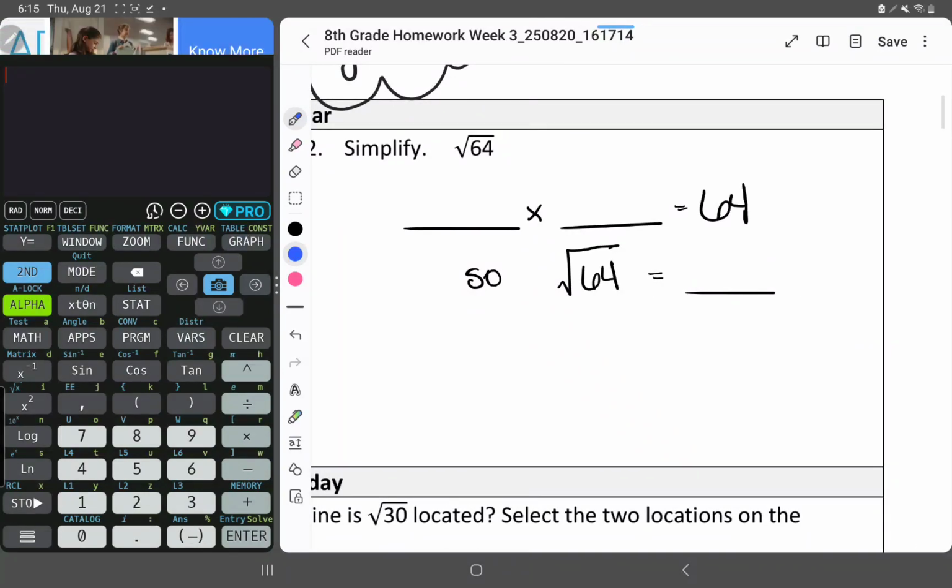Same thing here. What multiplies by itself to give you 64? 8 times 8, so the square root of 64 is 8.